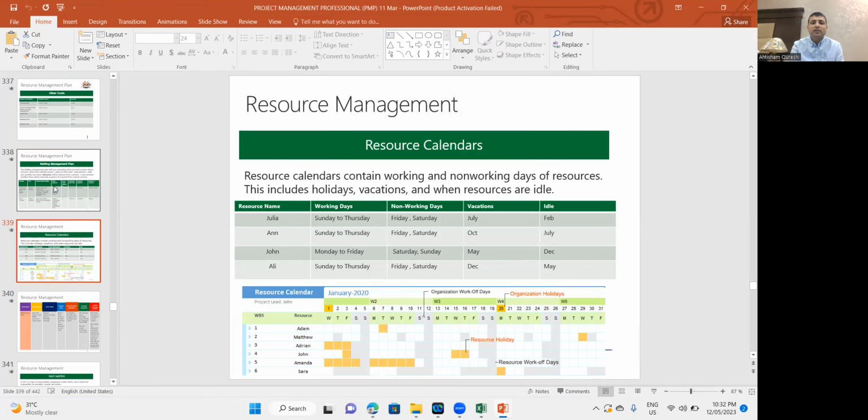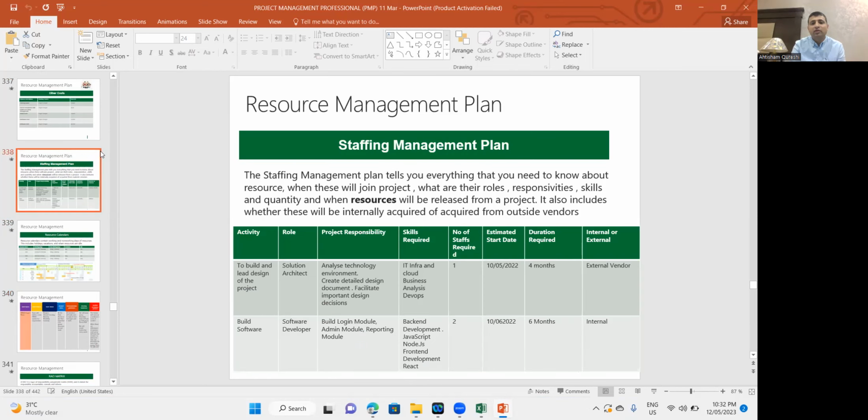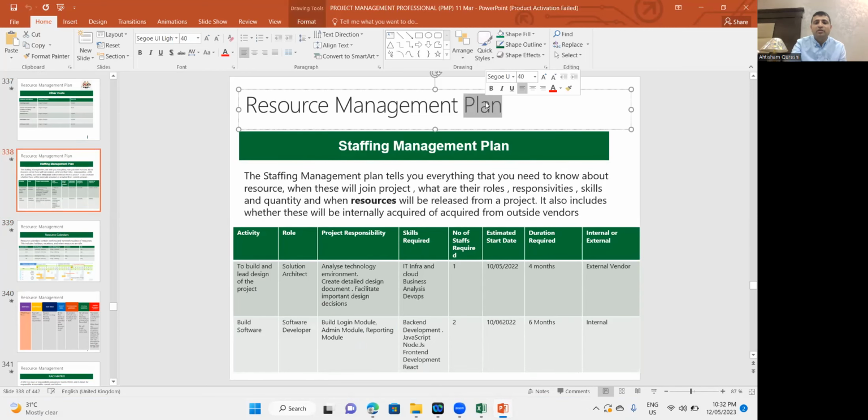But the overall knowledge area is resource management. That's why it was resource management, so it should not be resource management plan. It should be resource management actually. But staffing management plan is staffing management plan.